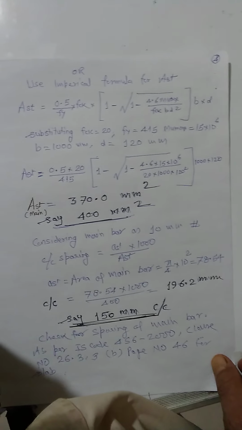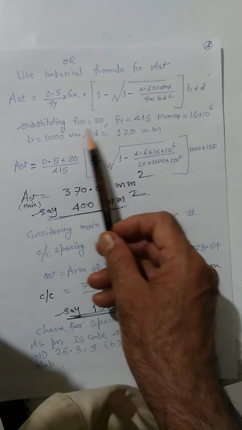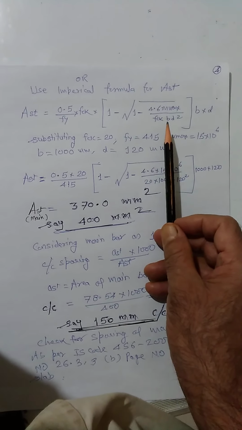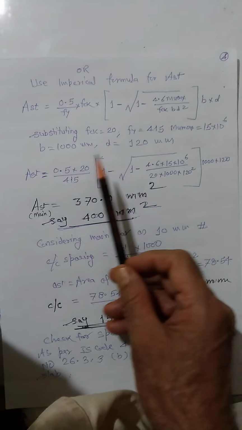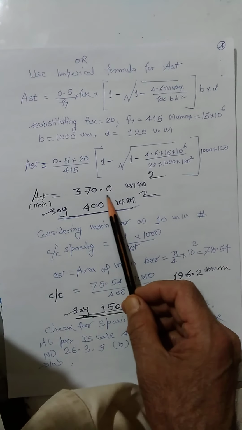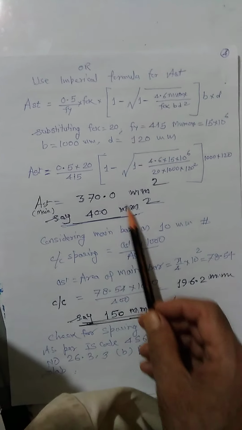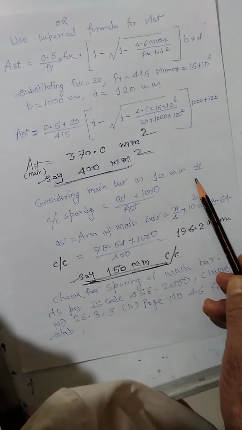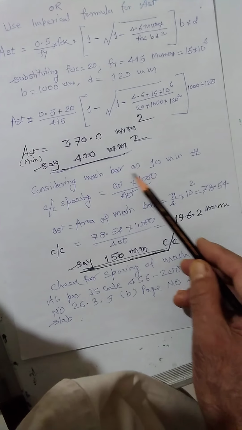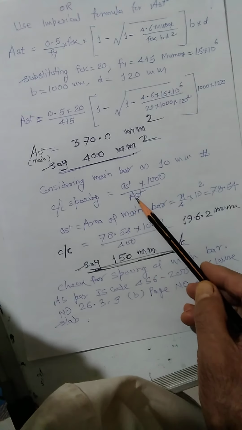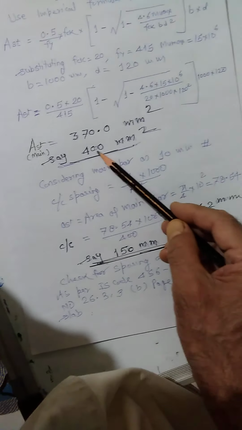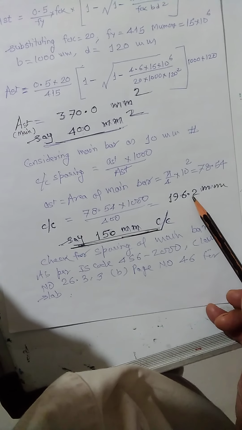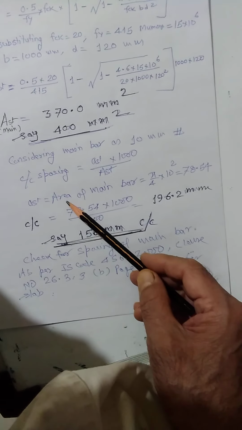Then we'll go for calculation of the area of steel for the main bar, and we'll find that, using the empirical formula and substituting the values of Xu max, fck, B, D, we are getting the area of steel as 370 mm square. Rounding it on the higher side, I am getting 400 mm square. Considering 10 mm phi, the spacing can be calculated: area of one bar divided by the total area of steel, which is given as 400 mm square. And it comes to 196.2 mm center to center.